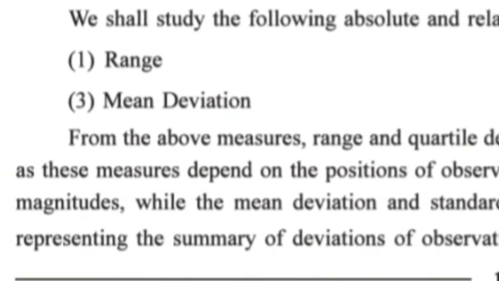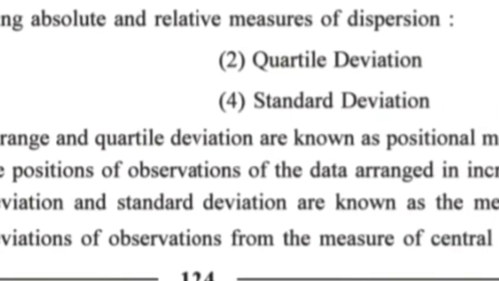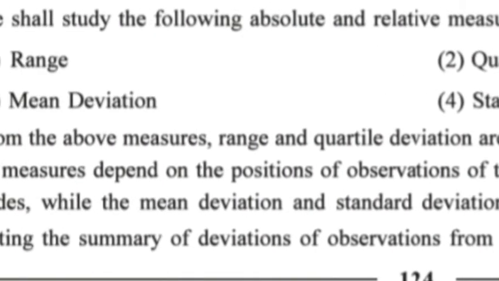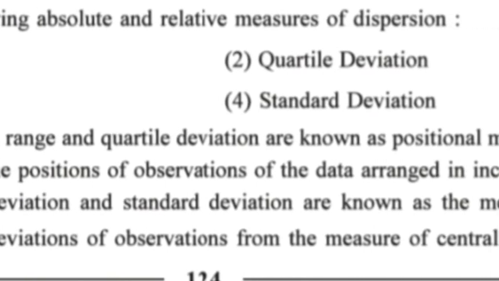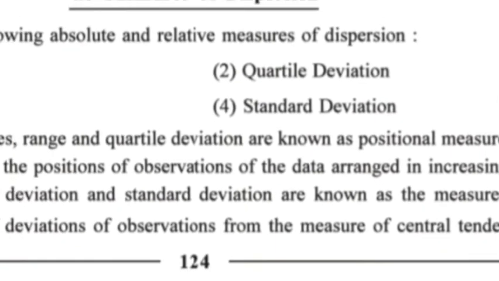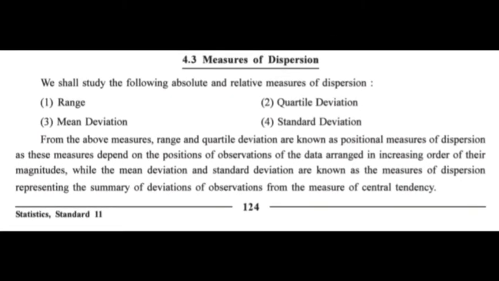The first one we are going to talk about is range. Range is one of the measures of dispersion, and it is the basic one. Secondly, we will see what we mean by quartile deviation, then mean deviation, and at the last, standard deviation. So we are going to study four measures of dispersion along with the combined standard deviation.